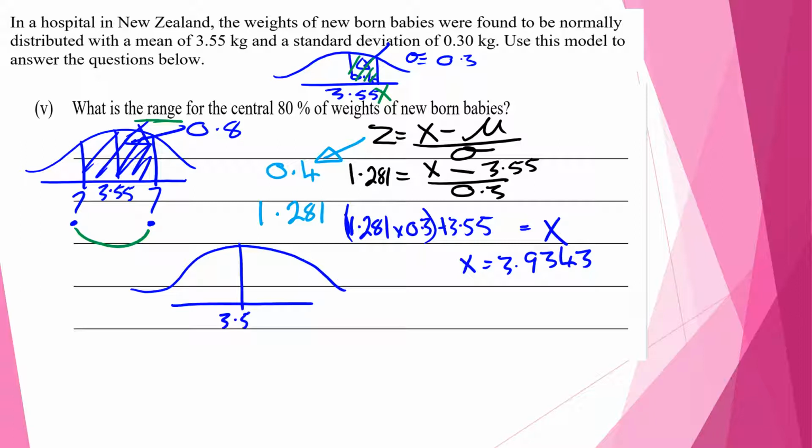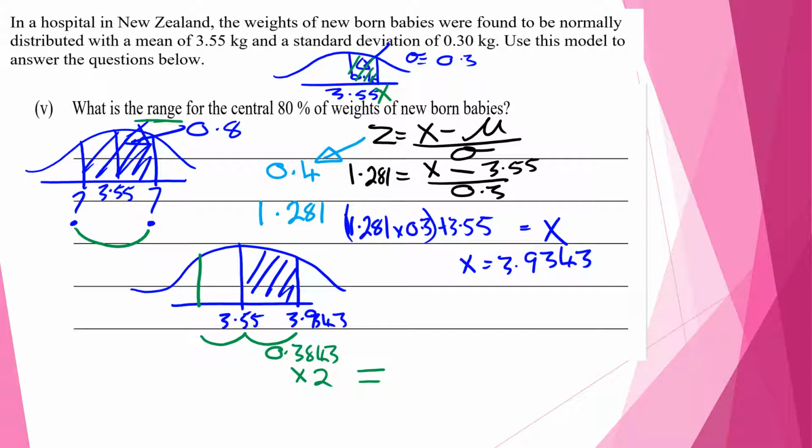I'll redraw that again. You don't need to draw it this many times, just draw it so that you can see what you're actually doing. So this value here is 3.9343 to 4 decimal places. Now the difference between those two is 0.3843. Recognizing that that is the same on the other side because it's symmetrical, we're going to multiply that by 2.